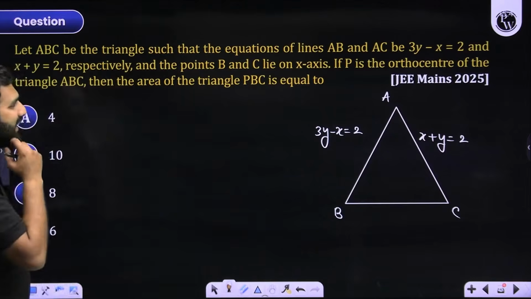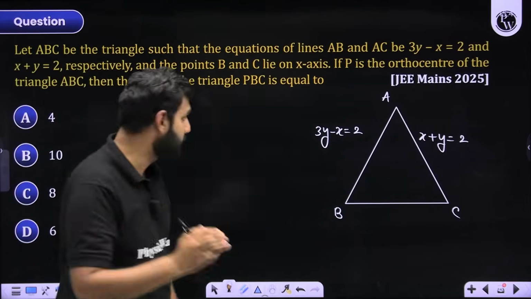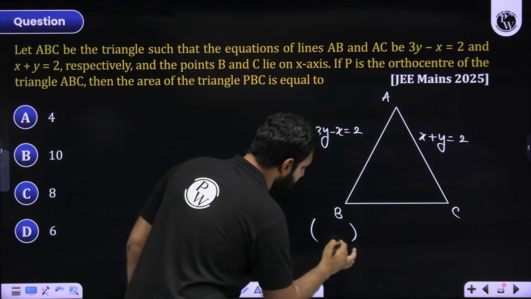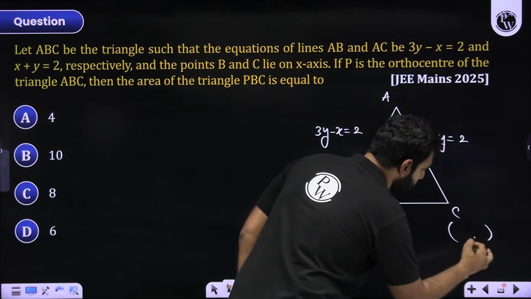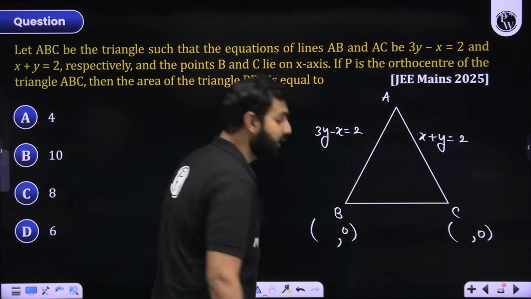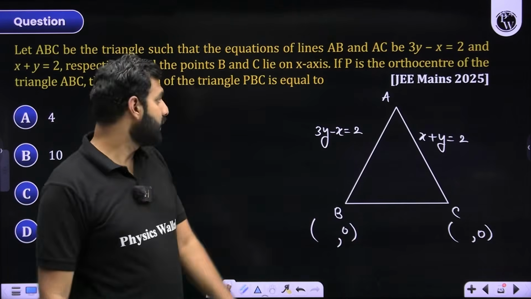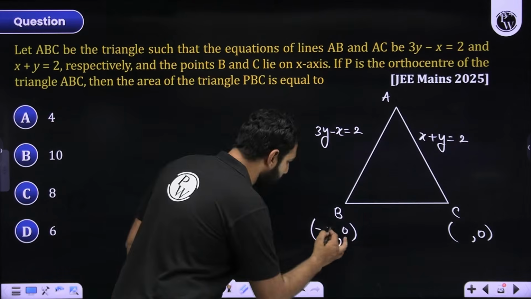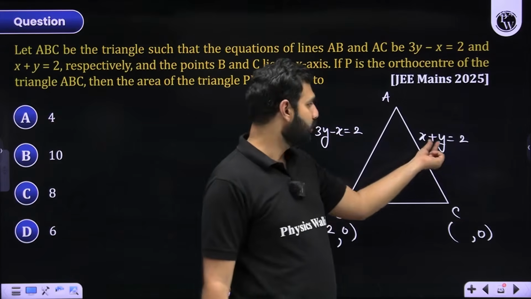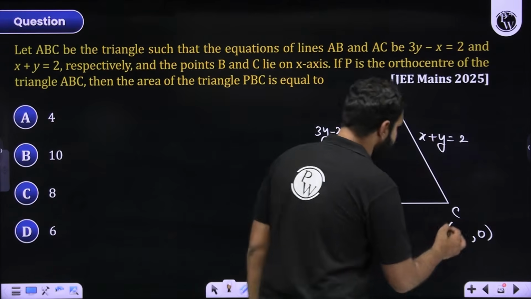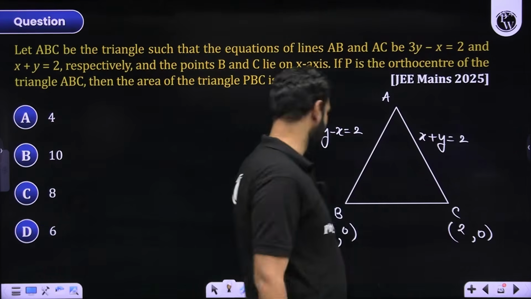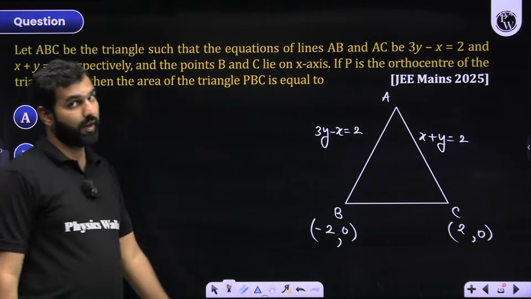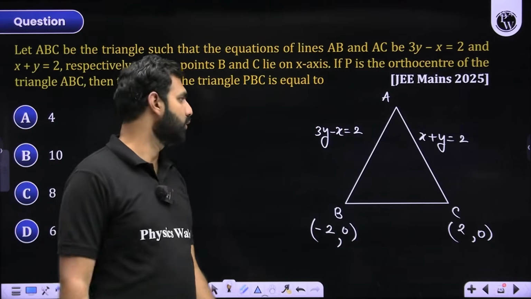And the points B and C lie on the x-axis. That's the best part. If B and C lie on the x-axis, would you not say their y coordinate will be 0? And the beauty here is, if I replace y by 0, I'll get x as -2. So I get the coordinates of B. If I replace y by 0 here, I'll get the coordinates of C, that will be 2, 0. I hope you are comfortably understanding what I have done so far.